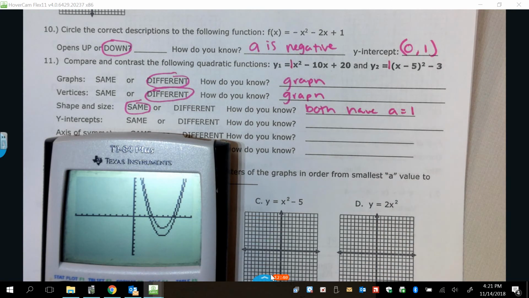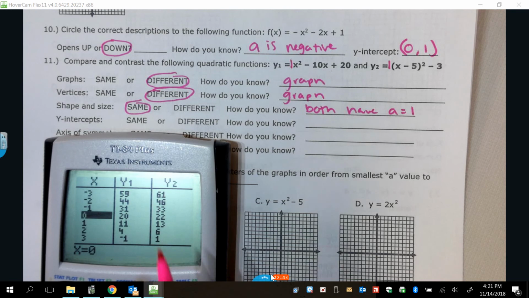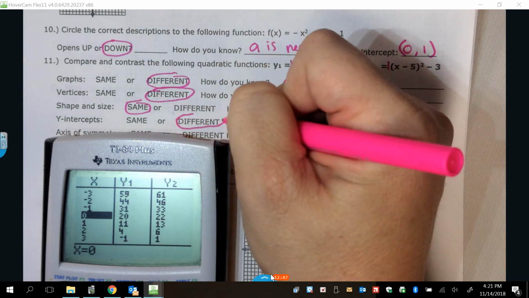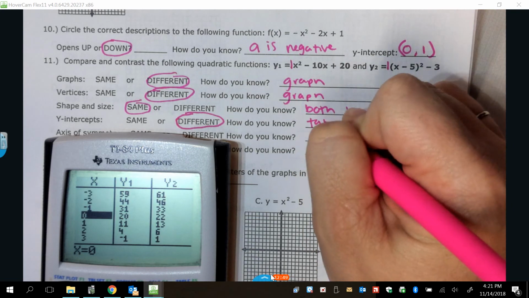The y-intercepts, we can go to their tables. That's where x equals 0. This is at 20 and this is at 22, so those are different. So we can say we looked at our table.